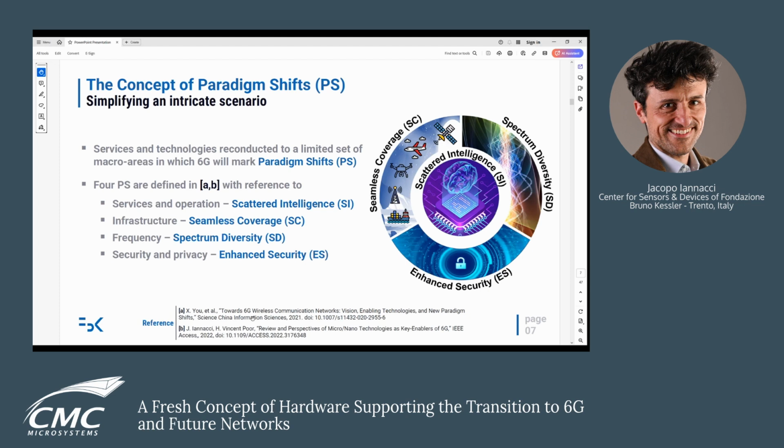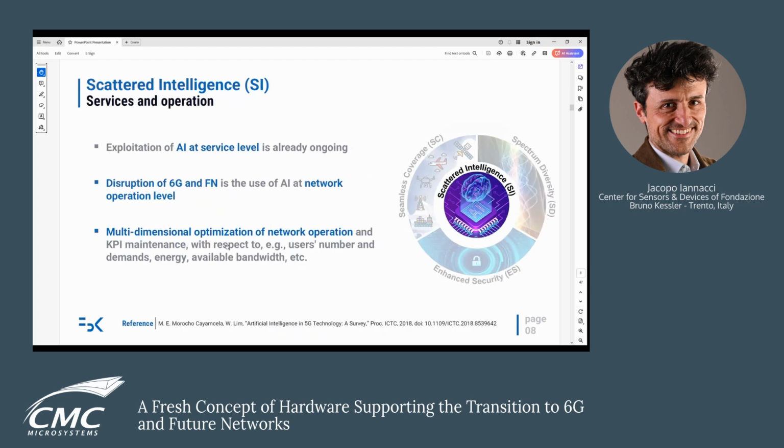So basically, it is possible to reconduct the disruption of 6G to certain wide areas, which are listed here in, let's say, 4 different categories. The first one is named scatter intelligence, which is related to what I was saying before on AI, because a disruption and the paradigm shift of 6G will be the use of artificial intelligence at each level of the network. Then the second shift will be concerning seamless coverage, then spectrum diversity and enhanced security. Now we'll see one by one these paradigm shifts.